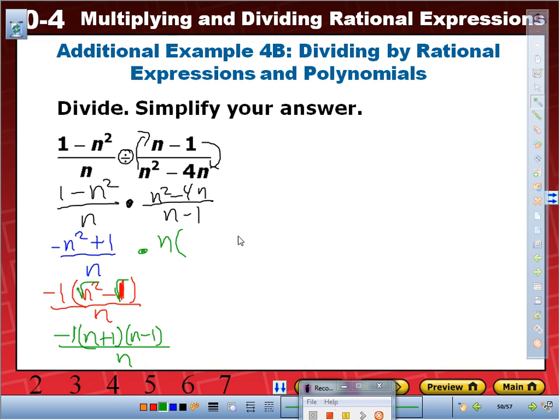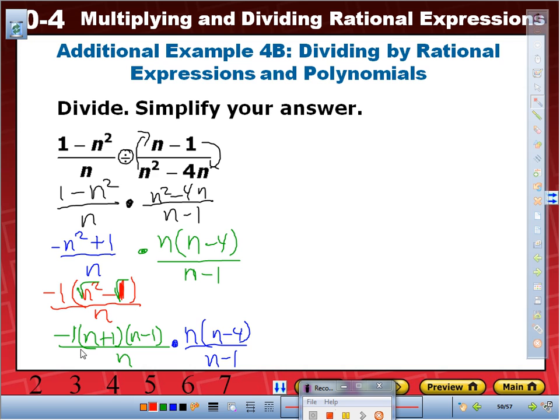N, and we're left with n minus 4 over n minus 1 because there's no GCF. Can I simplify this anymore? Look at it. No, because this one has subtraction here, multiplication. I can't cancel the n's. So I'm just going to bring it down to rewrite it over here with this one. n times n minus 4 over n minus 1.